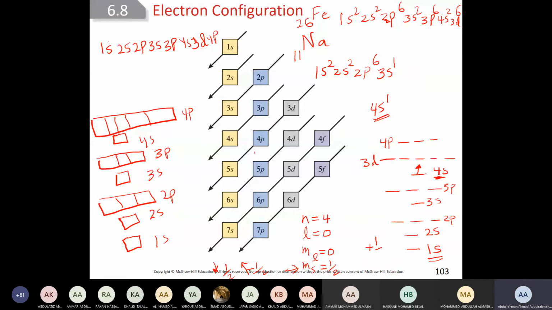Or now let's assume we're talking about this electron, okay? And I put MS as minus half now, okay? If I put an electron here, then again, I'm talking about this electron now. What's the value for N?